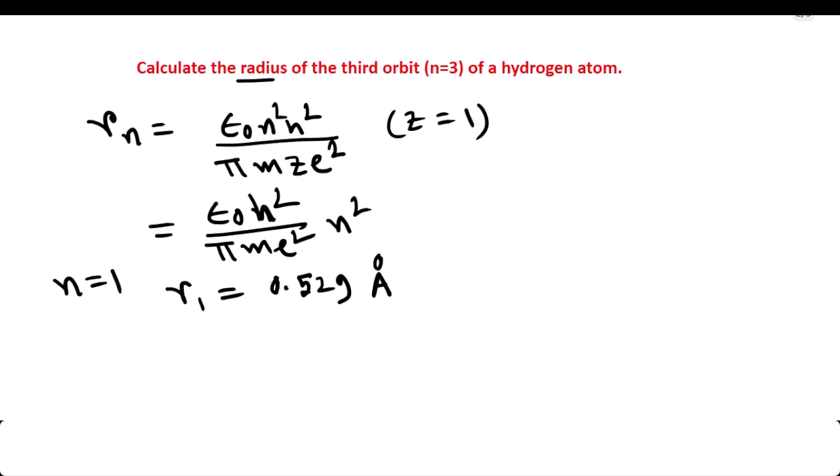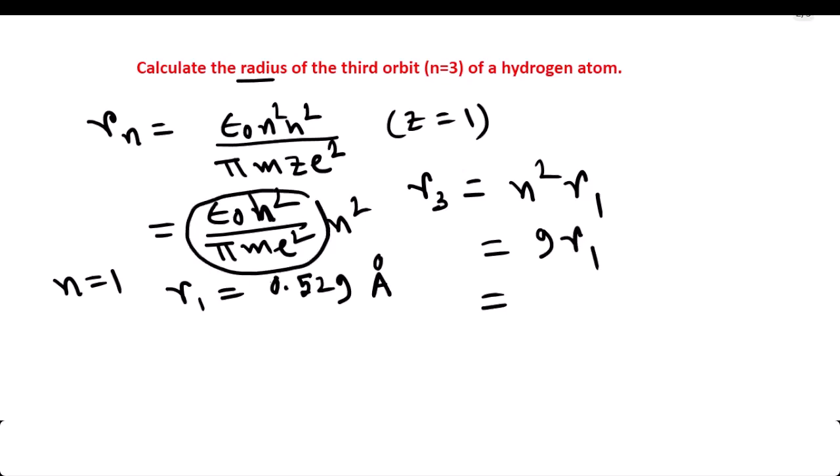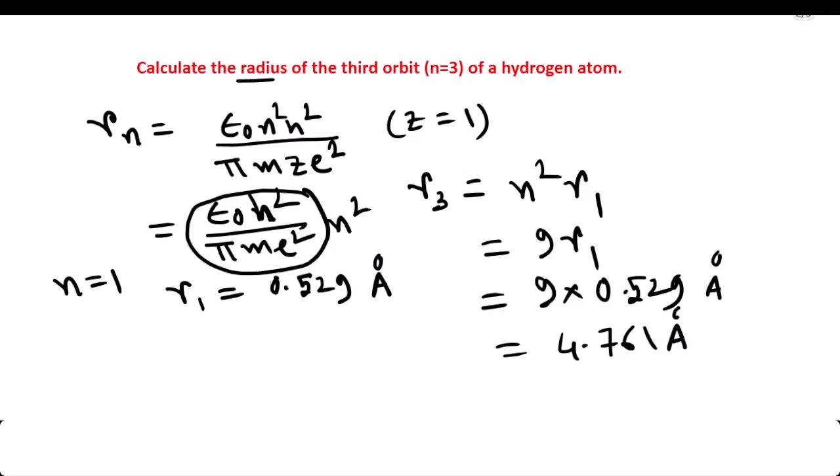Now for n equal to 3, R3 will be n square times R1. So n square is 3 into 3, that is 9, so 9 into 0.529 angstrom, and the calculated value will be 4.761 angstrom.